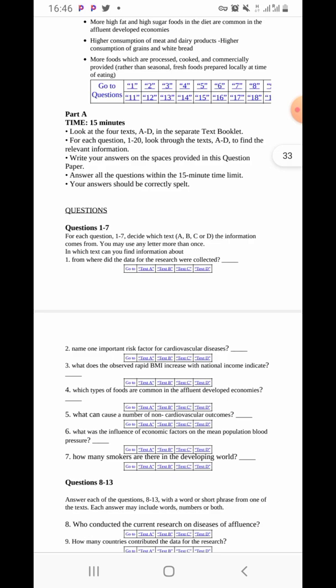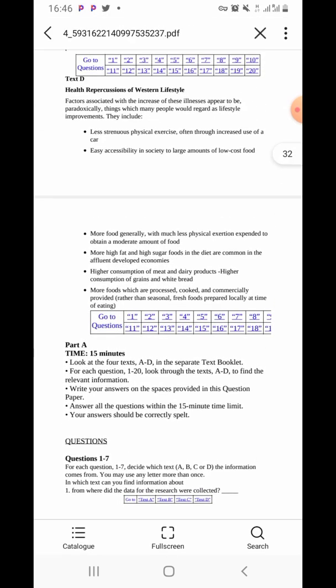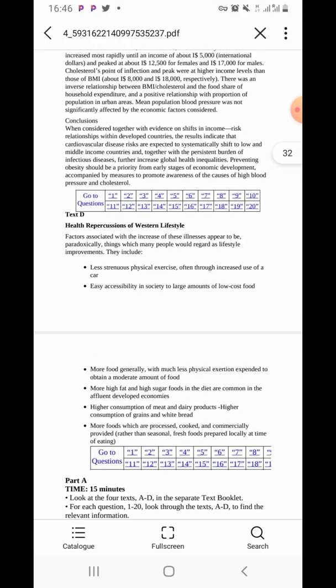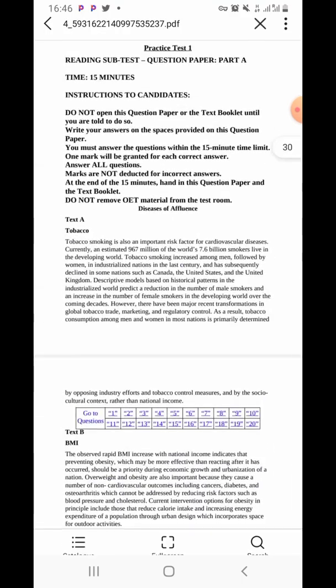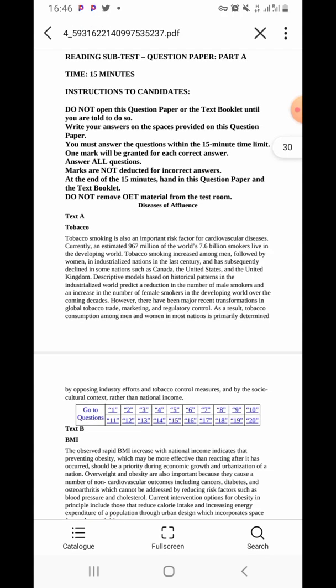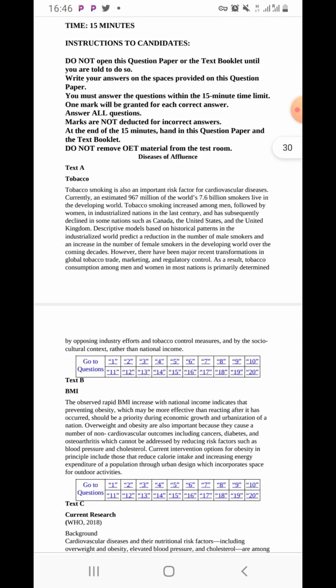Number 2: name one important risk factor for cardiovascular disease. Text D is talking about health repercussions, text C current research, text B BMI, while text A is talking about tobacco. You and I both know that tobacco is an important risk factor for cardiovascular disease, as well as BMI. So in a dicey situation like this, you might decide to leave it and go to other ones that are straightforward, or just scan through the text with the shortest lines. If it is not in that one, then you go for the other one. It is definitely going to be there.